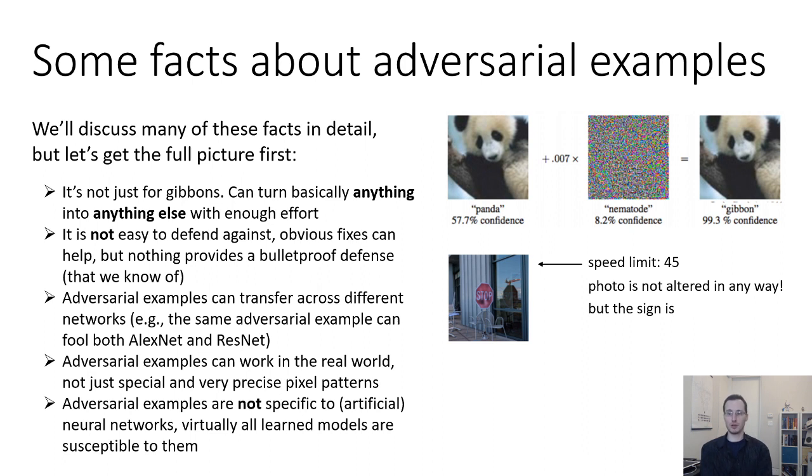Adversarial examples are not specific to artificial neural networks. Virtually all learned models are susceptible to adversarial examples. So it is not some weird pathological property of deep nets. It's not a weird pathological property of any particular deep net. Almost all learned models that we know of can be attacked with adversarial examples, and not just artificial ones, natural ones too. So there are adversarial examples for your brain, which is also a type of learned model.